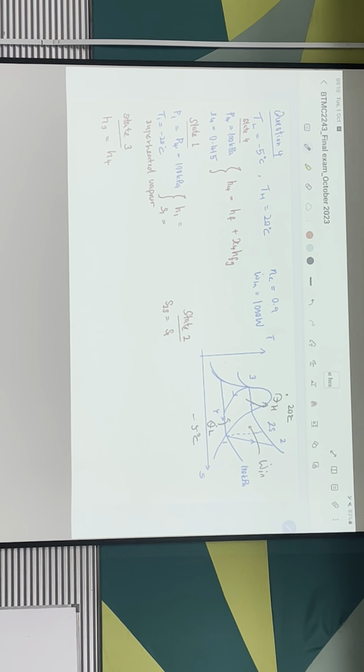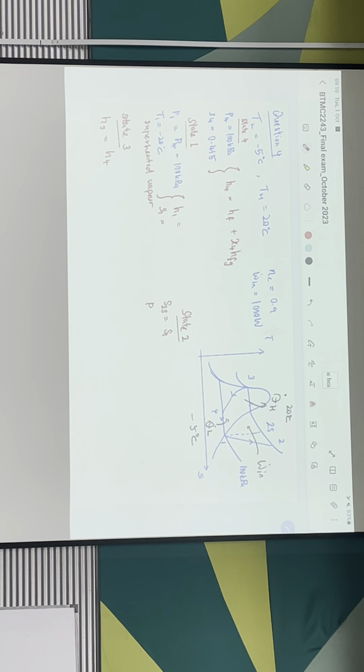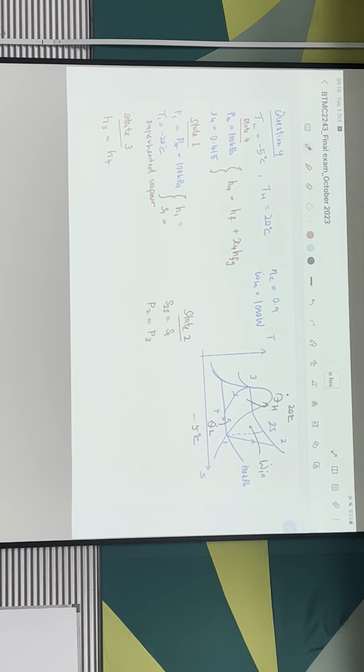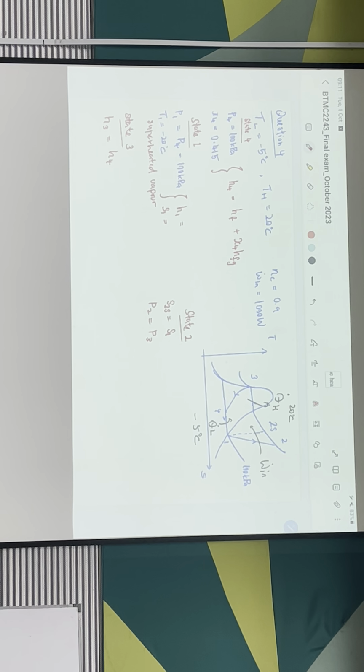So another thing that we know about this state is this, right? So which means we can go back to state 3. State 3, we found out H3 equals H4, but one more thing that I never write out from the question is that state 3 is actually saturated liquid state. So which means from here, you actually have two properties. You can find P3.